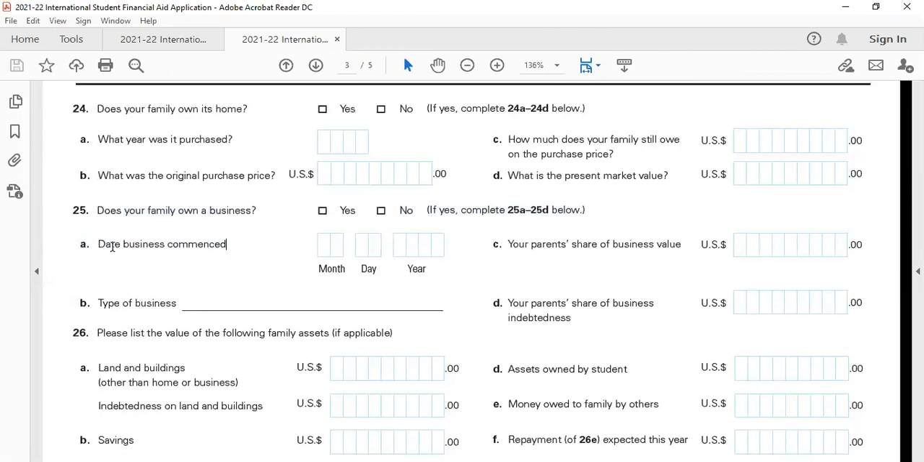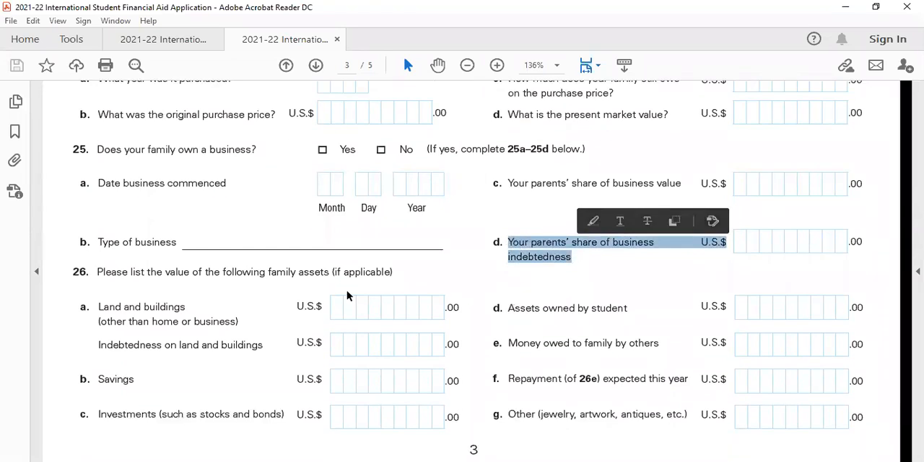Question number 25 is about the business. If your family owns a business, when was the business started, and what's your parents' share of the business value? So you need to mention how much your parents invested and what's their share in the total business. What is the type of business, and do your parents owe any money with respect to the business, if the business is under some kind of debt?